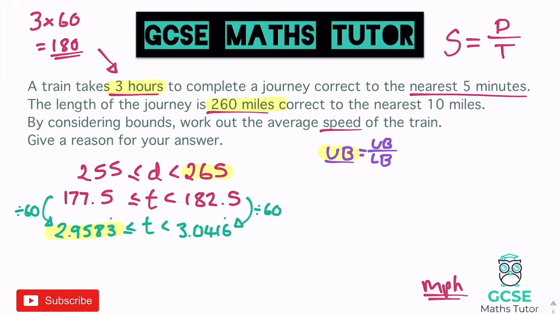So we've got 265, and we need to divide that by 2.958 recurring 3. I'm going to write down what that actually equals. In order to get that decimal, on my calculator I'm going to type in 177.5 divided by 60 again, so that I have that decimal on my calculator screen. And now I'm going to type in 265 divided by answer, so I don't have to try and type in that recurring decimal.